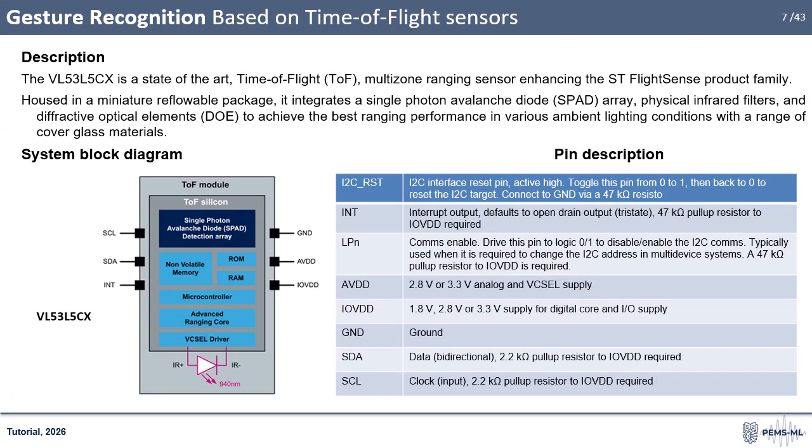This slide illustrates the internal architecture of the sensor and explains why it delivers reliable performance in challenging conditions. The sensor integrates a single photon avalanche diode array, infrared optical filters, and diffractive optical elements into a single system. The single photon avalanche diode array is made of extremely sensitive detectors capable of registering individual photons, which enables very precise timing and accurate distance measurements even when the reflected signal is weak.